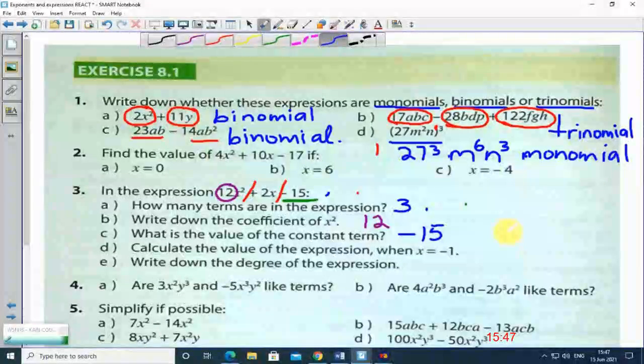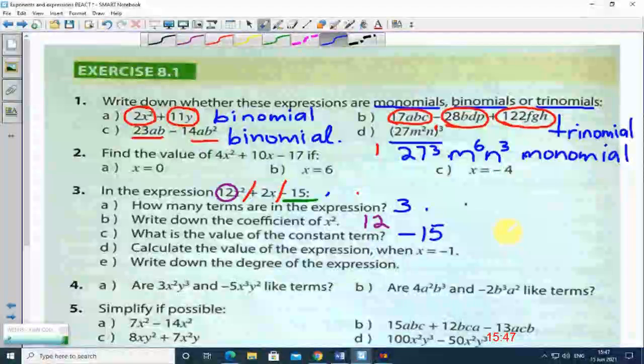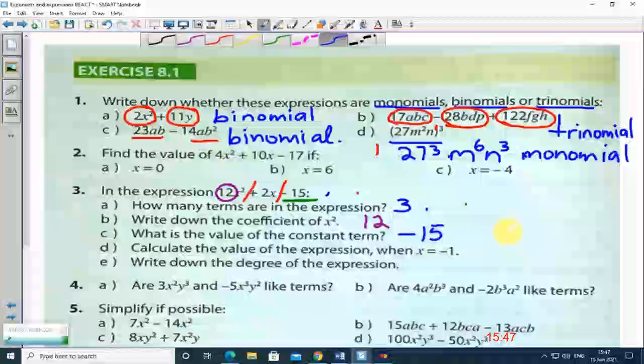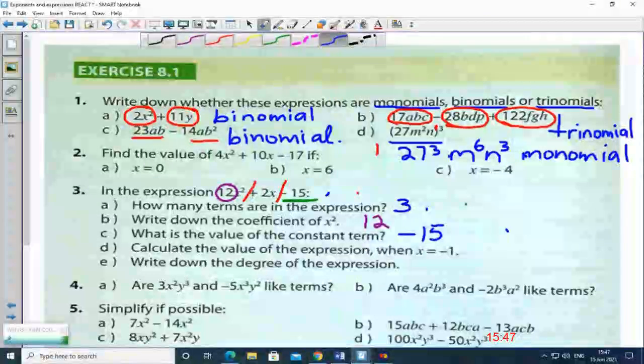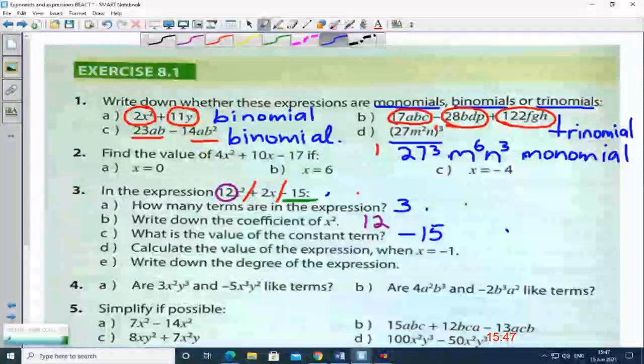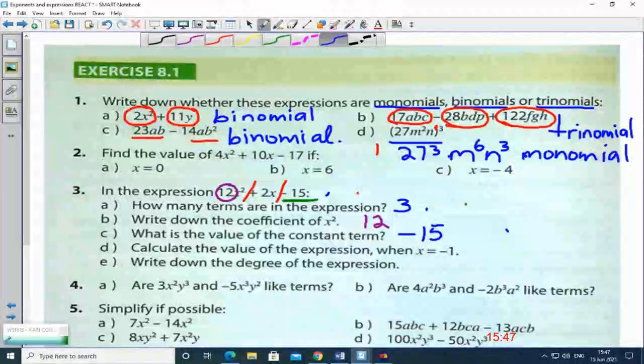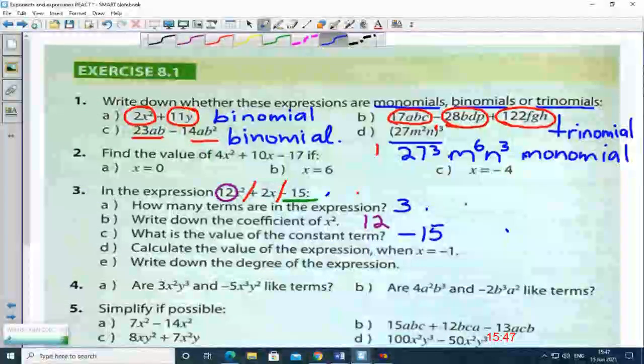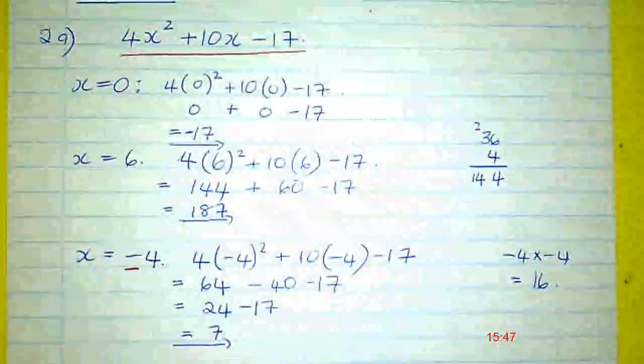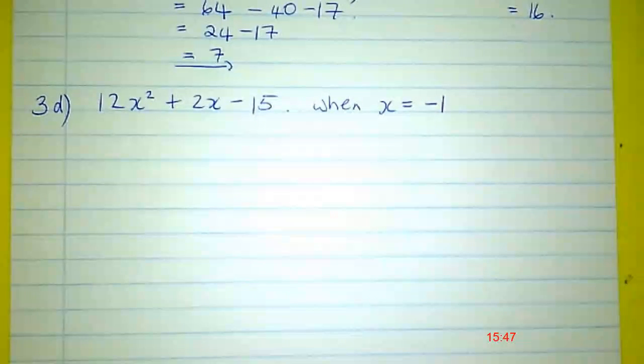Then calculate the value of the expression when x equals negative 1. Okay, so I need more space to do that. So I'm going to flip to my camera to do that. If everybody's ready to do that. Okay, so this is number 3. That was the question. And we had to work out what is the expression worth? What is it equal to when x is negative 1?